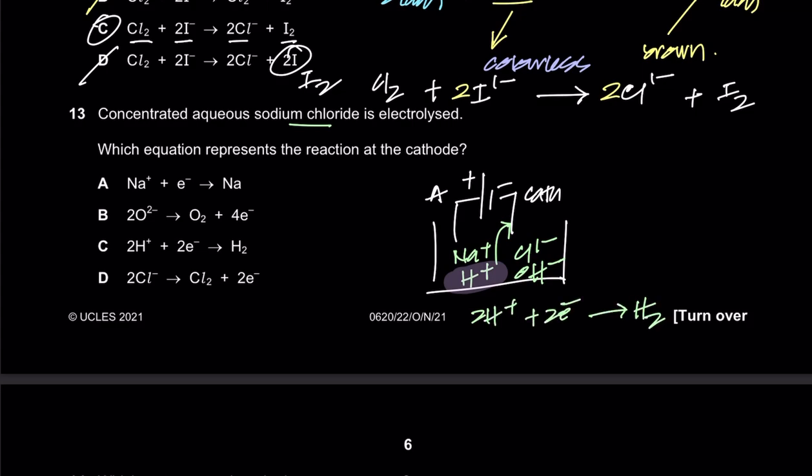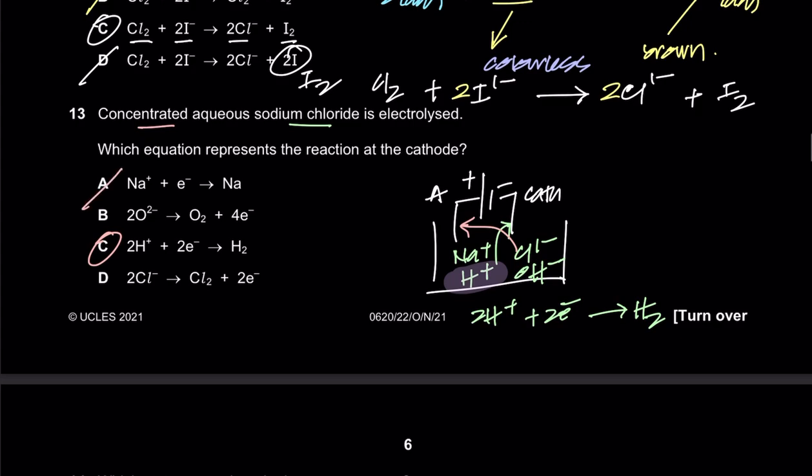And at the anode, what's going to happen? Does the chloride ion win the race or the hydroxide ion? Well, we know the hydroxide ion always wins the race, except if the solution is concentrated and you have halide ions. So yes, the chloride ion is going to win the race because you have the halide ion and the solution is concentrated. But he's not interested in that. He's just interested in what's going to happen at the cathode. So at the cathode, 2 hydrogen ions gain 2 electrons and become hydrogen gas.